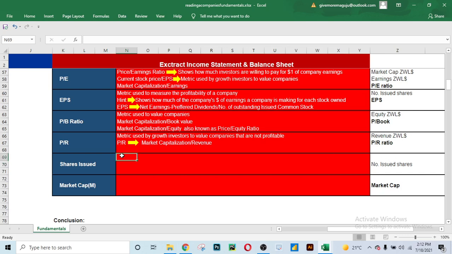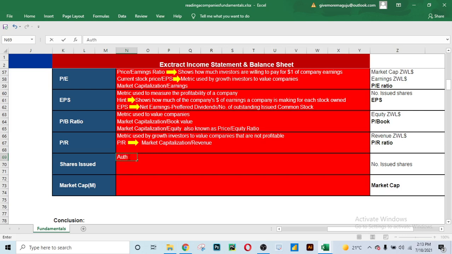Let's look at shares issued. Let me tell you before I talk about shares issued, after the next tutorial that I'm going to cover, I will also delve deep into explaining all these fundamentals here. So don't miss that tutorial. I'm going to explain everything. All right, so that's great. So let's just look at shares issued.